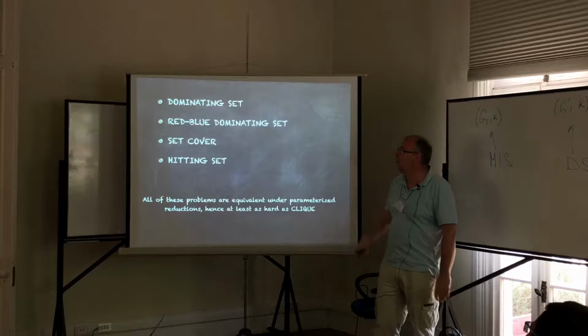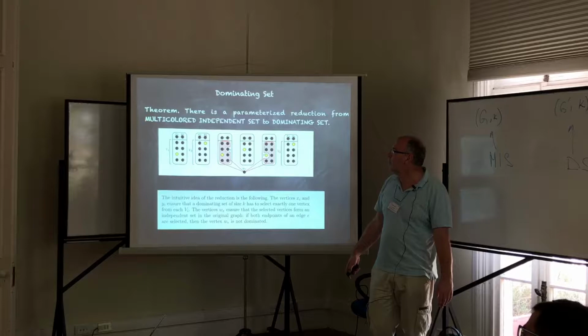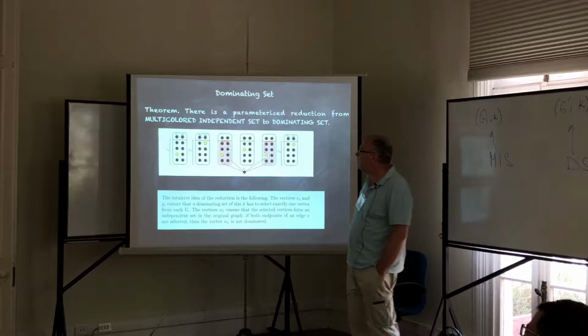I have a vertex. Yes? So you said any dominating set is independent? No, every dominating set of size K. Otherwise it's not true, of course. Yes, otherwise I just take all vertices in the graph and they will be, yes, then K.